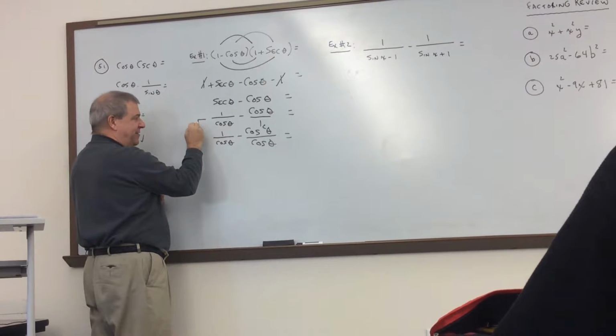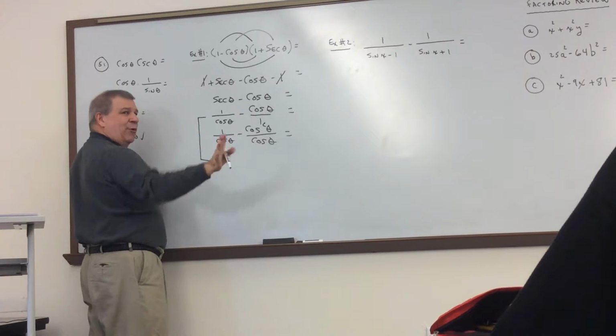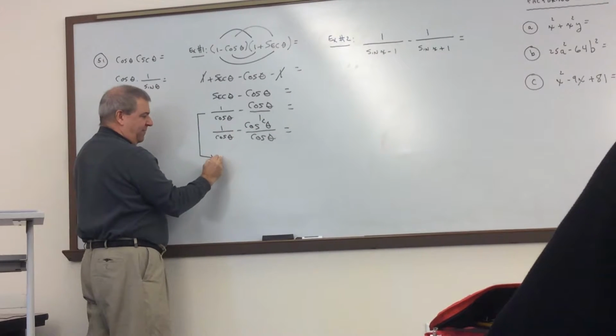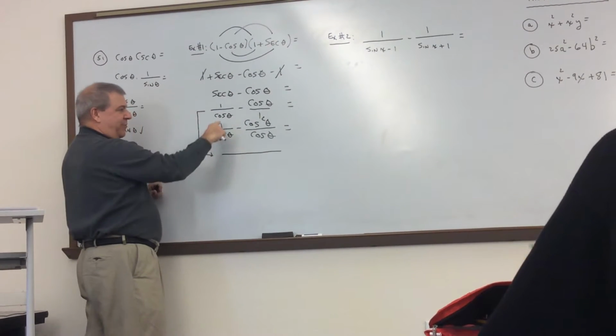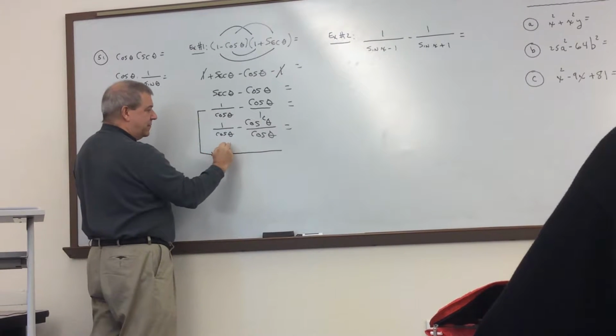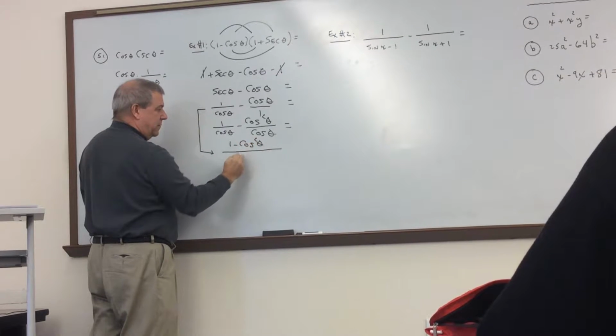Now, if you want, just look what I'm doing here. If you want to go right to the next step, I'm okay with that. In other words, somebody, raise your hand and tell me, what's the one fraction going to be for that? Because they both have equal denominators now. Ethan. 1 minus cosine squared theta over cosine theta.